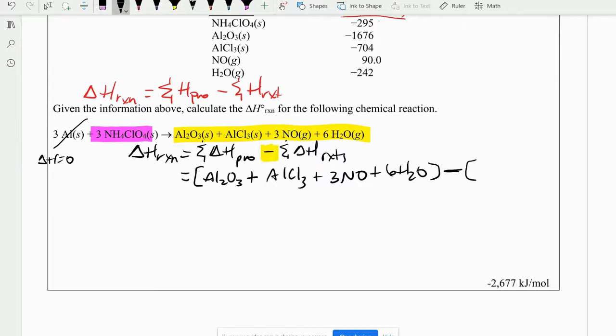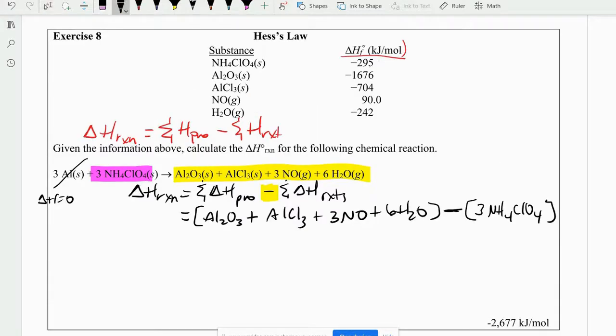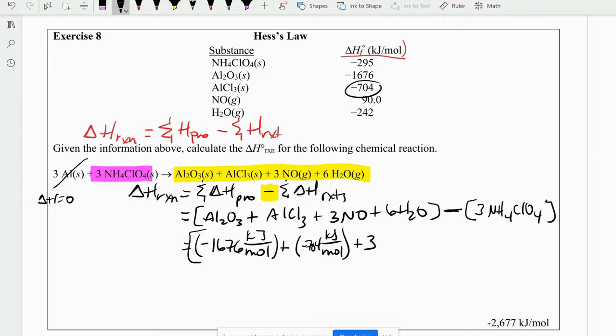I'm going to come over here, and now I'm going to take the sum of the reactants, but there's only this one reactant over here, this ammonium chlorate. Okay, let's plug in values. Make sure you include the signage. So negative 1676. All right, I'm going to go to the value for aluminum chloride. I'm looking up here. There it is. It's negative 704 kilojoules per mole. I'm going to the nitrogen monoxide. Be sure you carry down that coefficient. And it's right here. It's 90 kilojoules per mole, and it's a positive value.